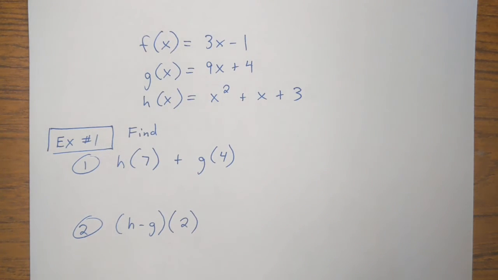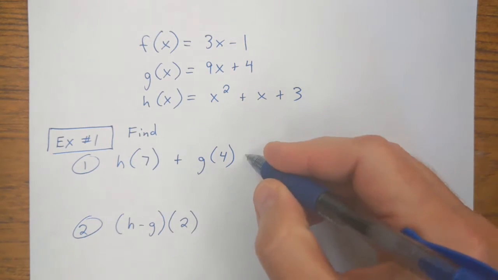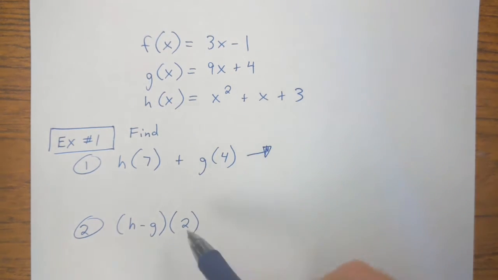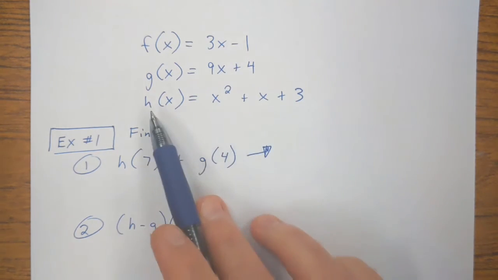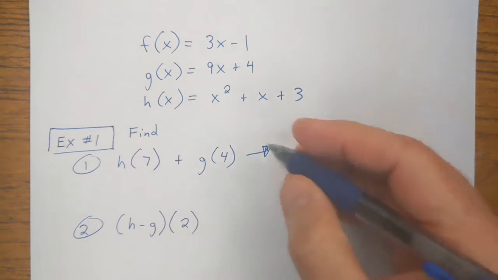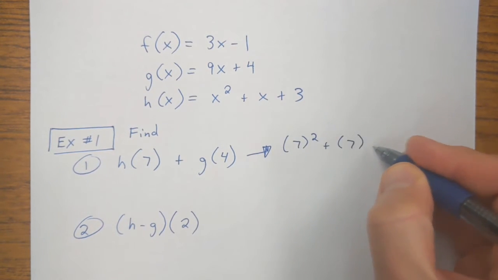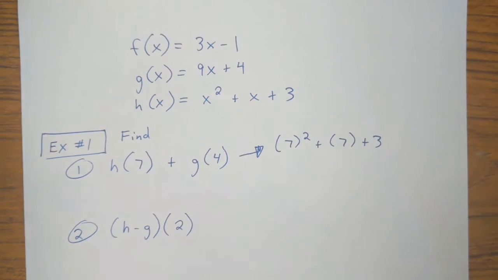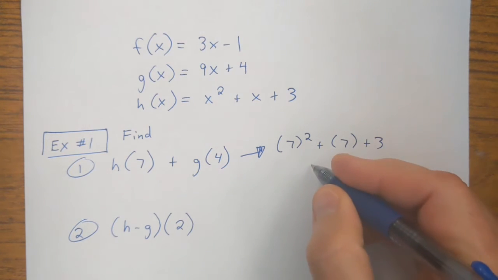For the last half of today's lesson, let's take those functions we just looked at, f, g, and h. Let's work out a few examples. So let's start simply. Example number 1, find h of 7 plus g of 4. All that means is I'm going to take the number 7, this input of 7, and input it into the function called h. Everywhere I see an x, I'm going to replace it with a 7. And I like to work these out separately. Okay, so if we do 49 plus 7 plus 3, that ends up being 59.